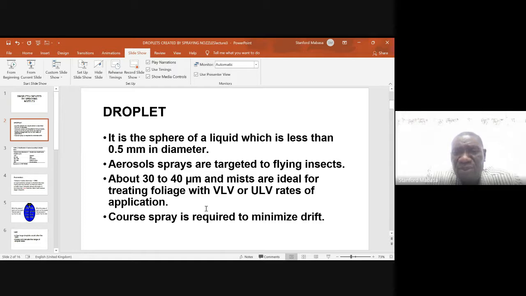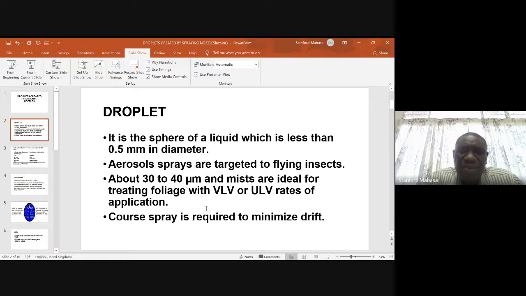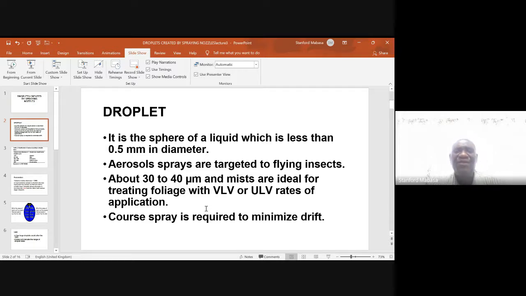Now, we have what we call VLV, very low volume spray, or ULV, meaning ultra low volume spray or rates of application. Now, coarse spray is required to minimize drift. Aerosols could be problematic with the drift.